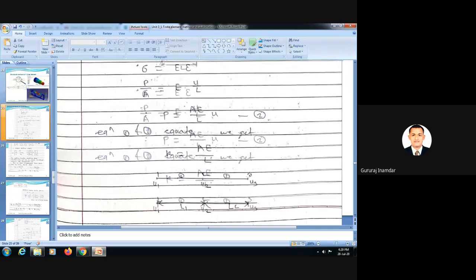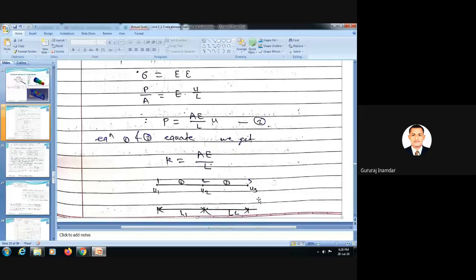Now friends, here is a very important thing. Here are 1, 2, 3. This is one bar, and we have taken three nodes here. The first node is 1, the second node 2, and the third node 3. The distance between the first and second node is L1 and the distance between the second and third node is L2. According to your requirement, you can add different elements and different nodes. Where three nodes are there, two elements are there, because by adding two nodes, definitely we will get one element. This is a basic entity.